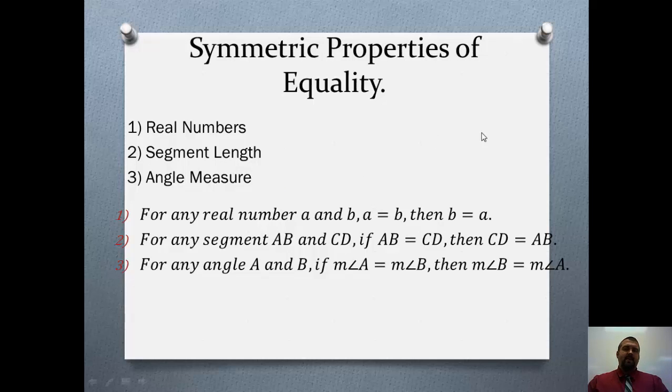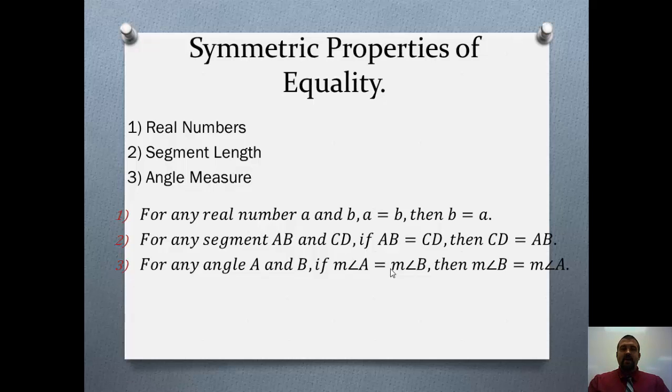Symmetric property. If we think of symmetry, how it's the same on the left side as it is on the right, we do sort of flip it here. So for any real numbers a and b, if I have a equals b, then b equals a. So I can have a equals b or b equals a. If I want to flip it around, what I'm using is the symmetric property of equality. Same thing for length of a segment and measure of an angle. If length of segment AB is equal to length of segment CD, I can flip that around and say length of segment CD is equal to length of segment AB. And measure of angle A is equal to measure of angle B, I can flip that around to make measure of angle B equal to measure of angle A.